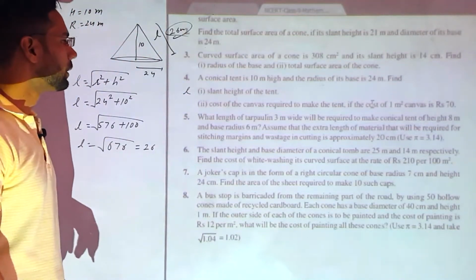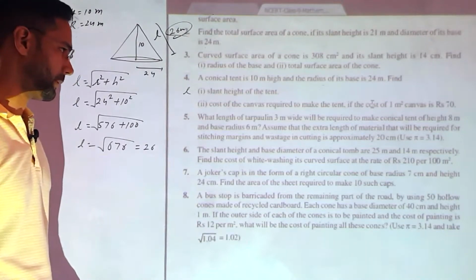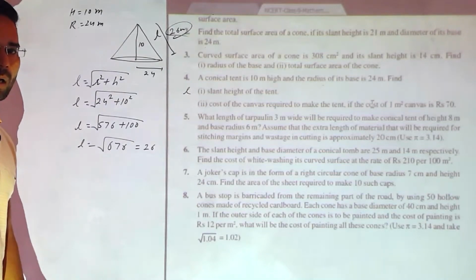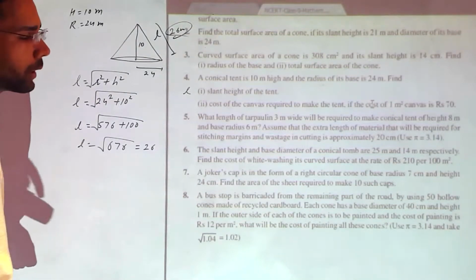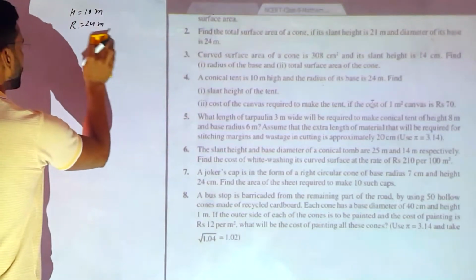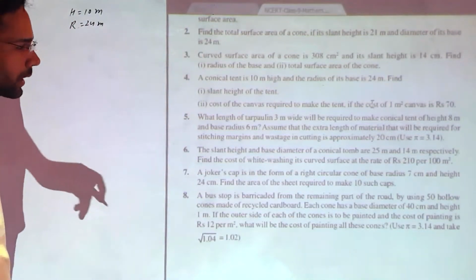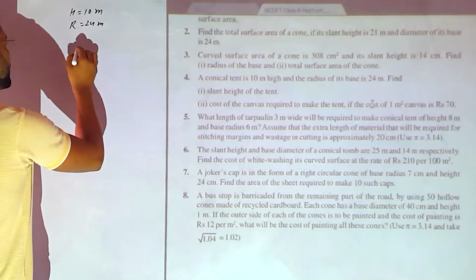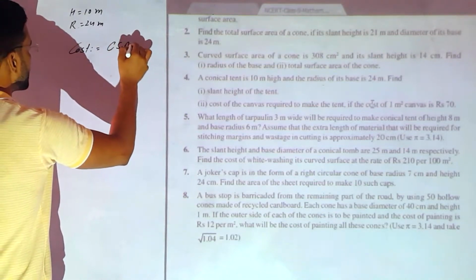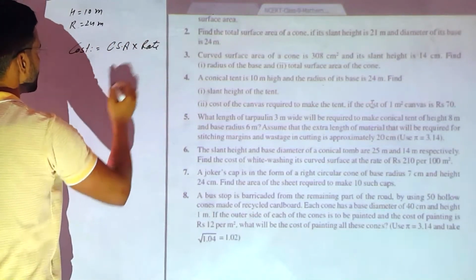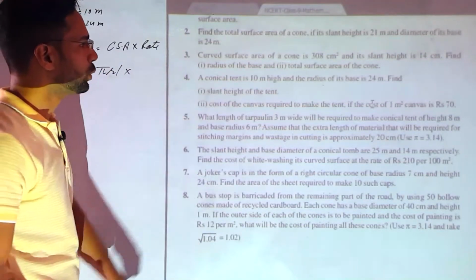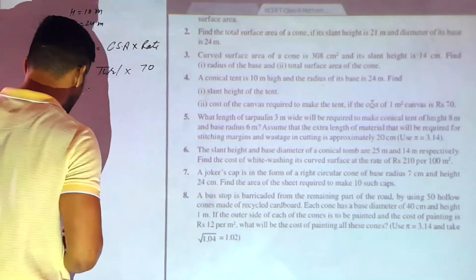Then the cost of the canvas required to make the tent. If the cost of 1 meter square canvas is 70, you need to find out the cost. Now it is clear that it will be open from the bottom. It means cost will be equal to CSA multiplied by rate. Now CSA is equal to pi RL, and rate is equal to 70 rupees.